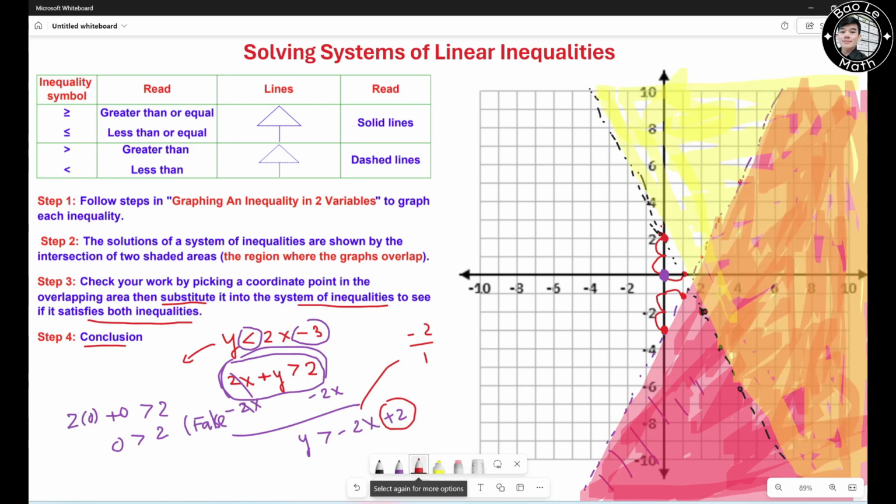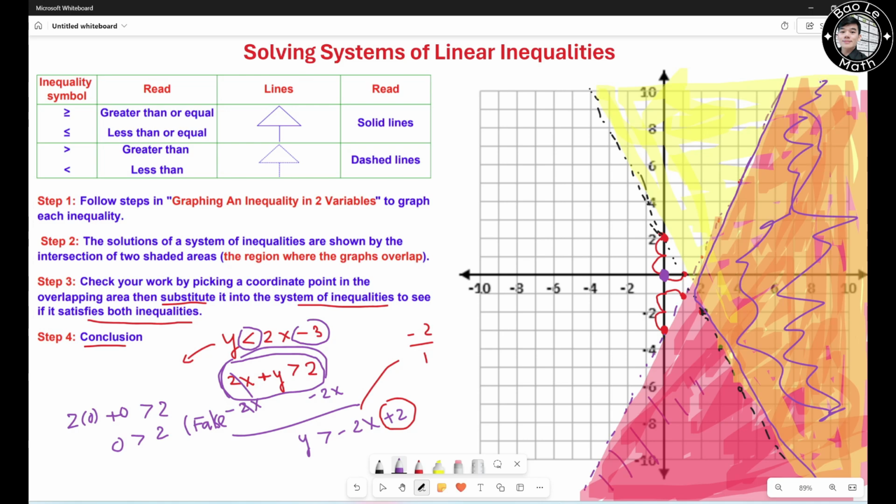You see that the two regions overlap. The overlapping portion is this one right here. This overlapping region is the solution to the system of inequalities. So I just write this one as the solution.